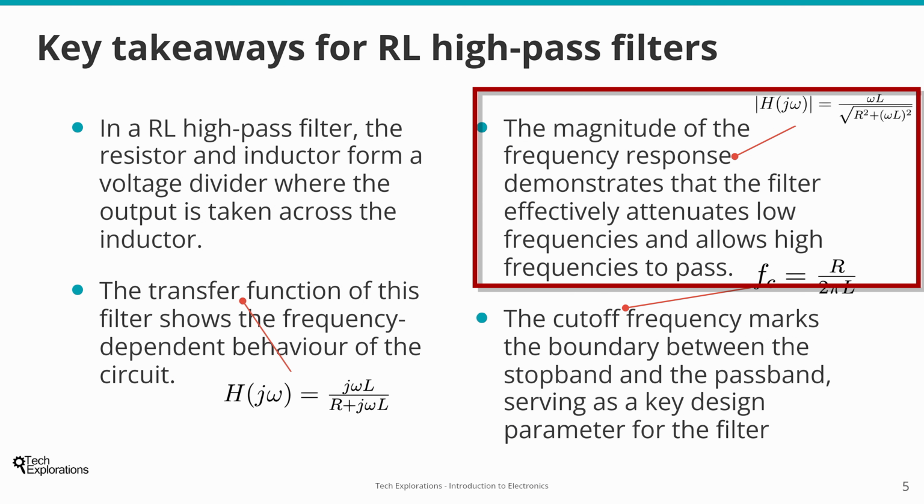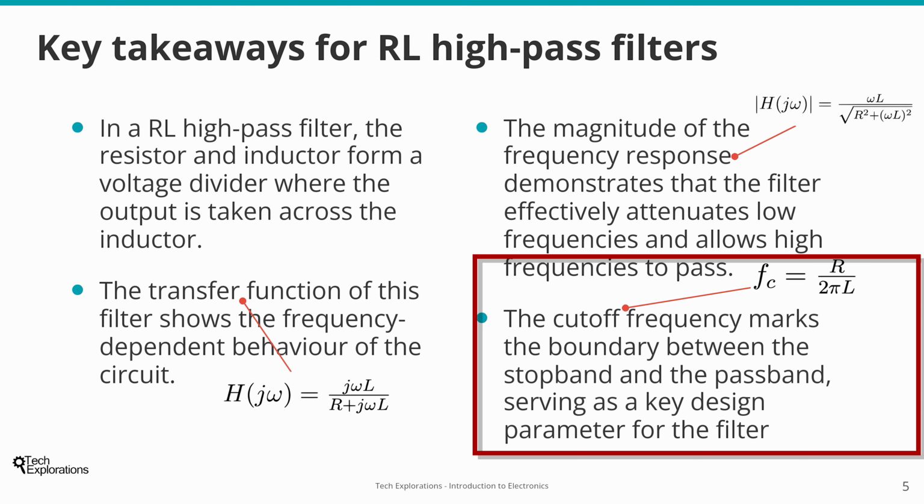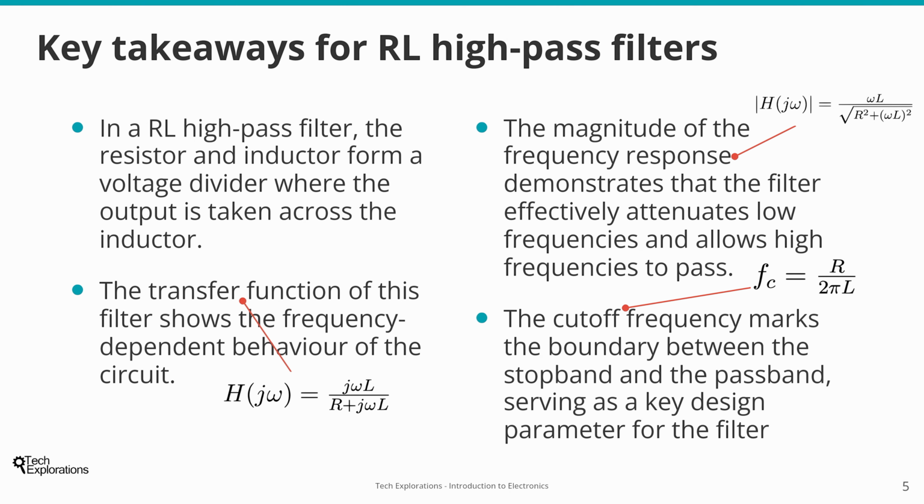The magnitude of the frequency response for this filter is given by this formula, which demonstrates that the filter effectively attenuates low frequencies and allows high frequencies to pass. Finally, the cutoff frequency is given by this formula. fc equals R divided by 2πL, which marks the boundary between the stop band and the pass band. And this number serves as a key design parameter for the filter.